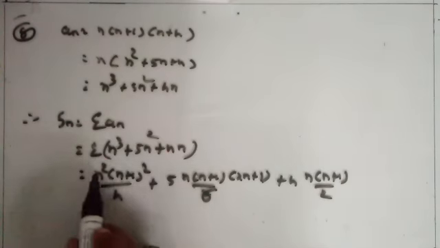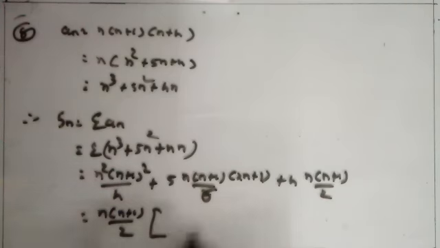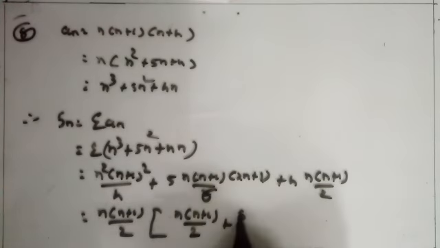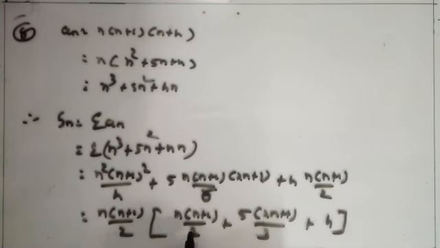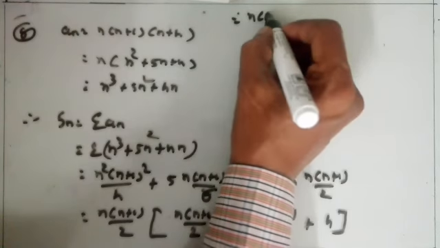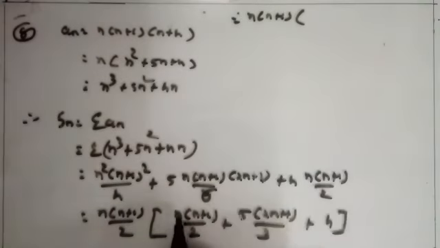So it is equal to (n plus 1)/2 take common. In the bracket, the remaining terms: (n plus 1)/2 plus 5 into (n plus 1)/2, take common, so (2n plus 1)/... Here 2 take common from 6, so 3, plus here (n plus 1)/2 take common, so 4. Clear?